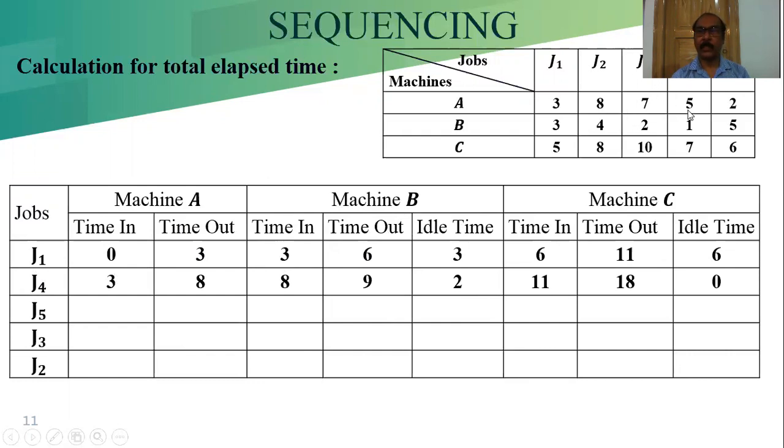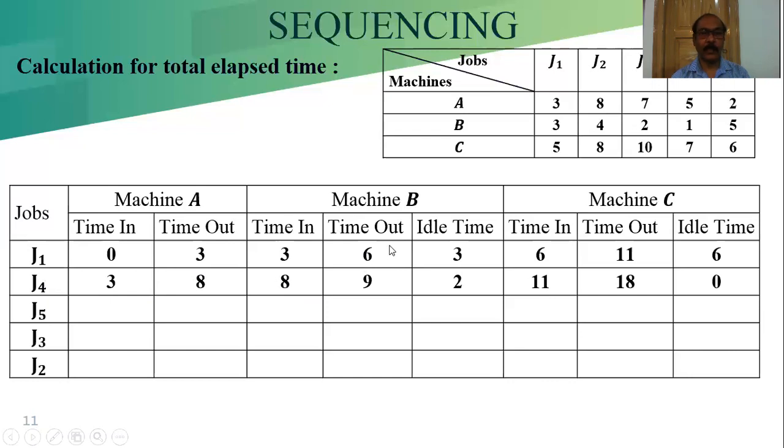J4, what is the execution time? 5. So 3 plus 5 is 8 hours. Now see what happened: job 1 completed in machine B in the 6th hour, but job 4 is completed in machine A in the 8th hour. So unless it is complete, we cannot start job 4 in machine B. So in machine B, it would start in the 8th hour.